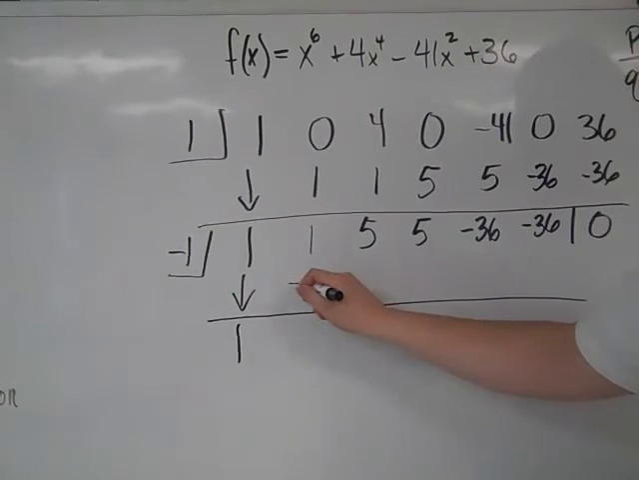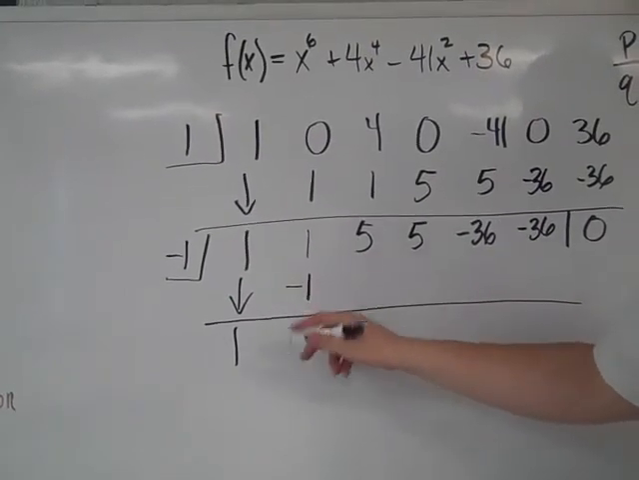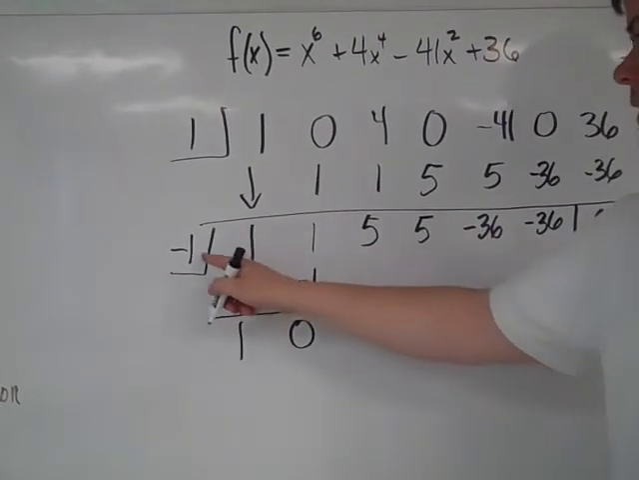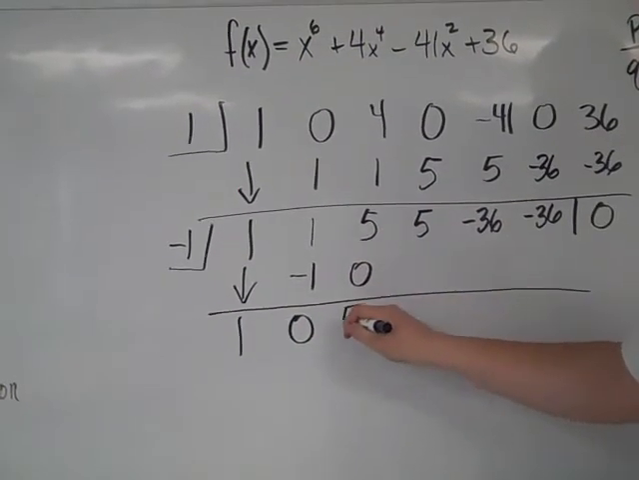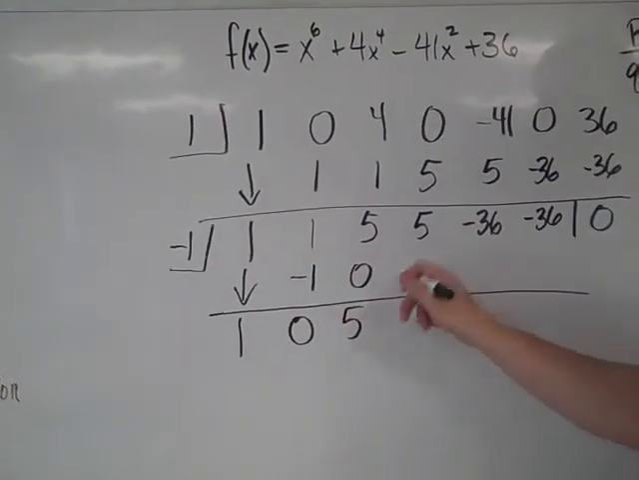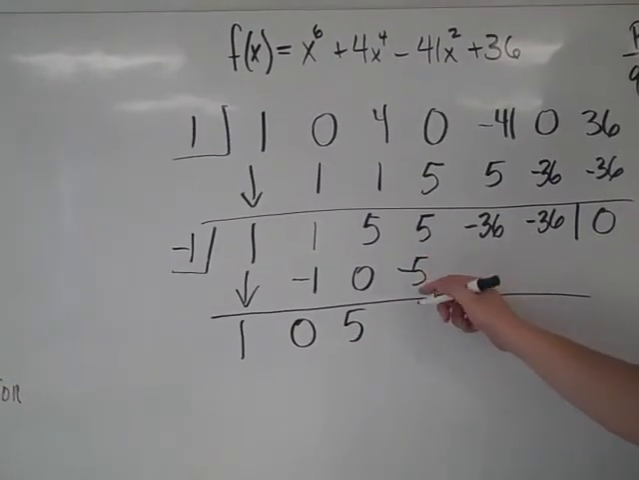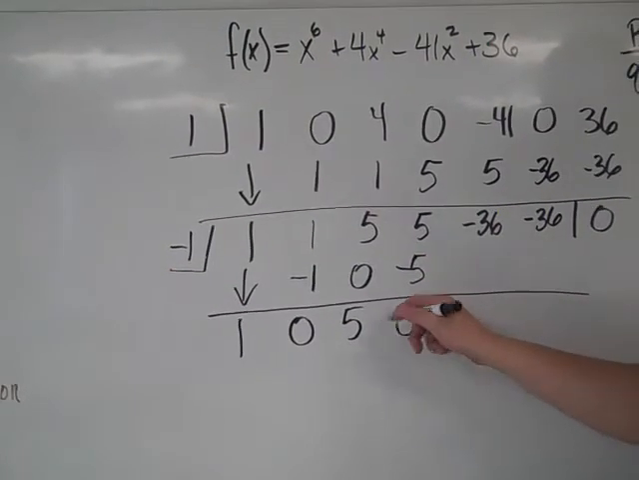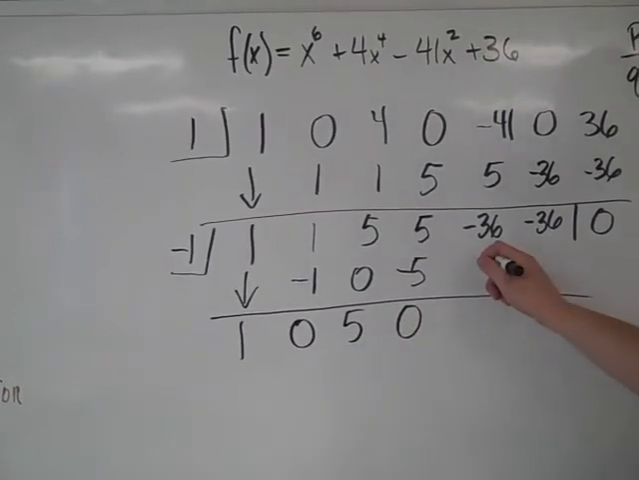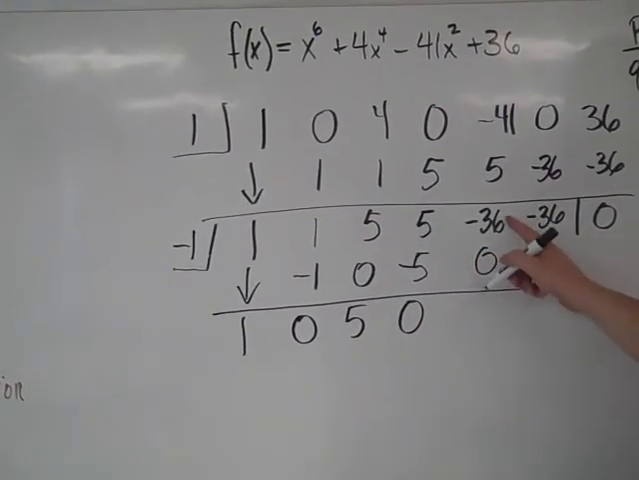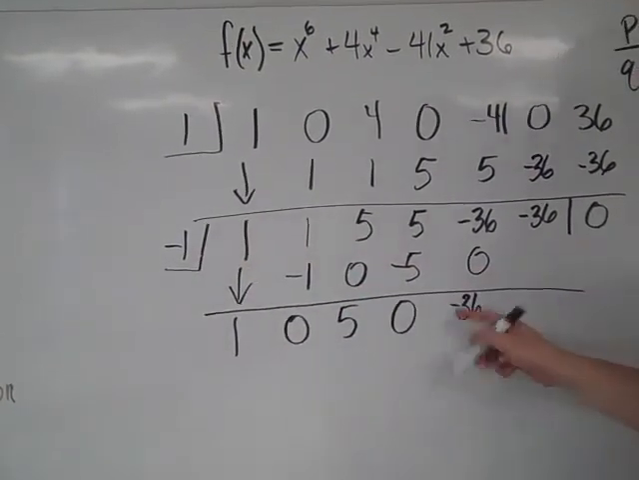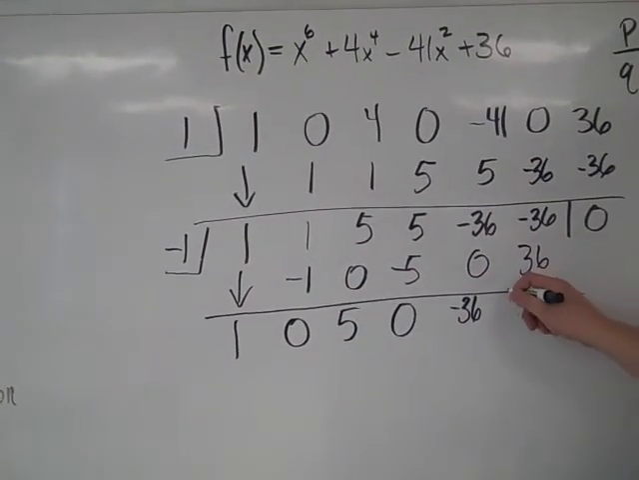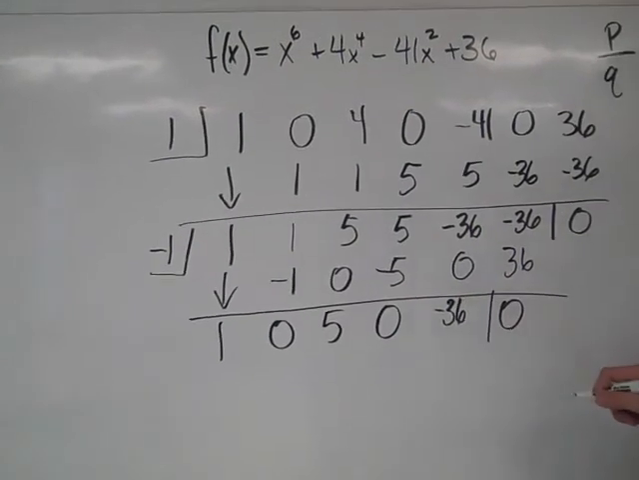Negative 1 times 1 is negative 1. 1 plus negative 1 is 0. Negative 1 times 0 is 0. 5 plus 0 is 5. Negative 1 times 5 is negative 5. These two added together are 0. Negative 1 times 0 is 0. Add negative 36 to 0, I get negative 36. Times these two together, I get positive 36. Hey, look at that. I get another remainder of 0.